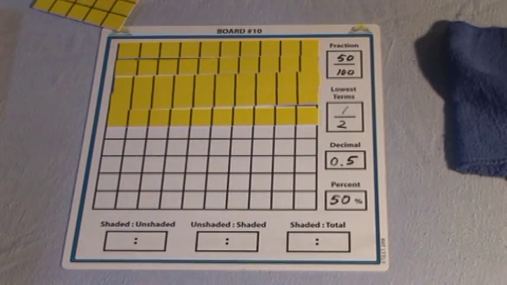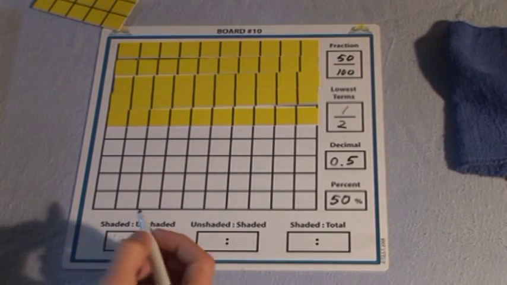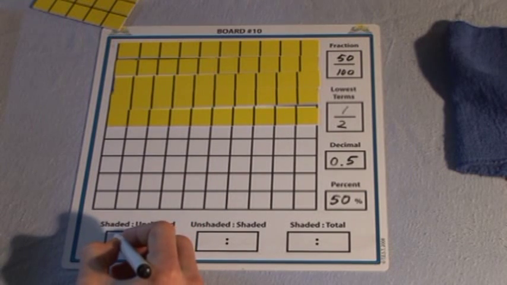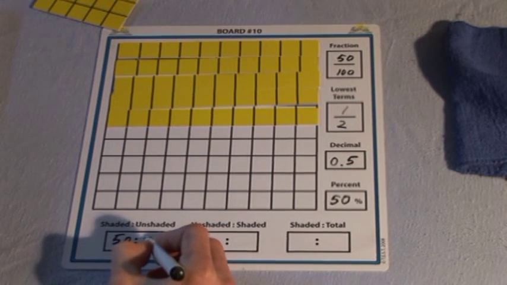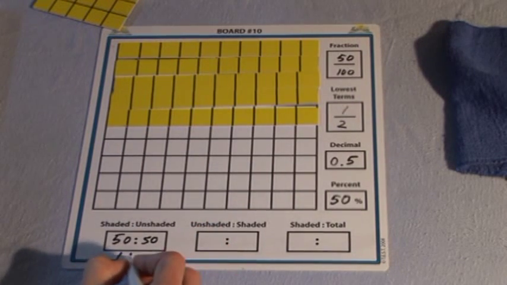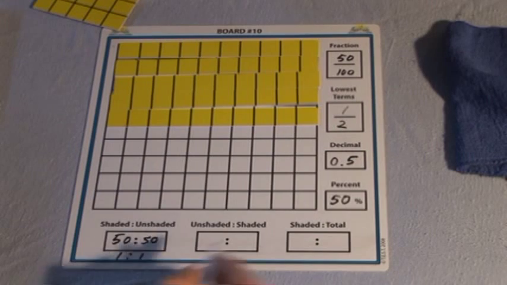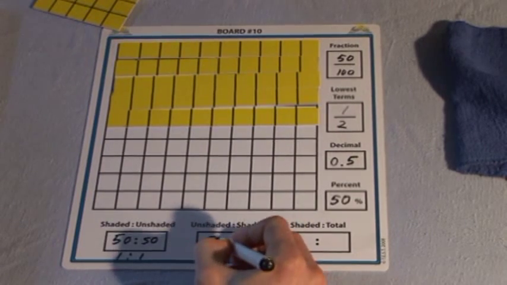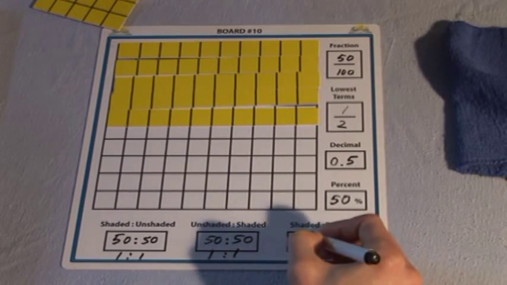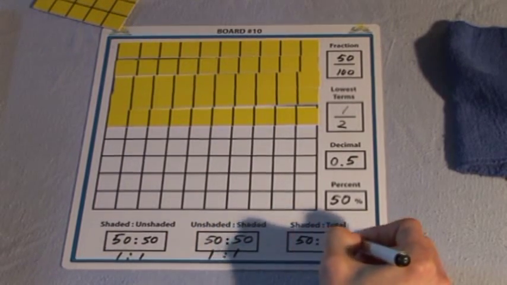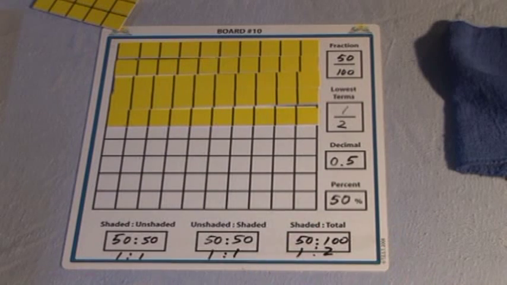and that's equivalent to 50%. So the total shaded here is 50, and the total unshaded is 50, which reduces to 1 to 1. Unshaded to shaded is the reverse, 50 to 50 or 1 to 1, and shaded to total is 50 to 100, which is 1 to 2.